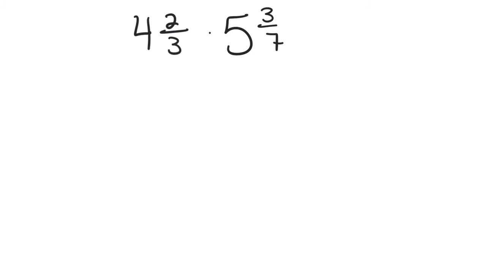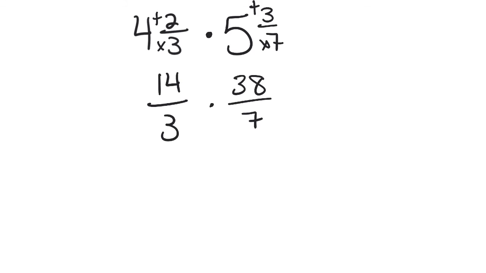Okay, so we have 4 2/3 times 5 3/7. So mixed number, 4 times 3 is 12, plus the 2 is 14. So we have 14/3 times, same thing over here, 5 times 7 is 35, plus the 3 on the top, 38.